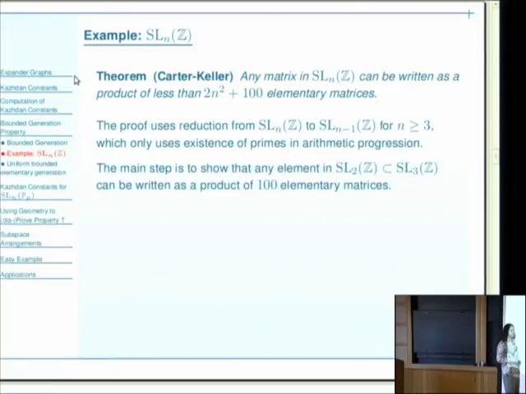The next step, which is the heart of the problem, concerns matrices in SL_2 Z. As a group, this is practically a free group, so there is no way you can write any element as a product of a fixed number of elementary matrices. However, if you enlarge the group and are allowed to use elementary matrices from SL_3 Z, which is slightly bigger, then you can do it. You can write any element in SL_2 Z as a product of about 100 elementary matrices coming from SL_3 Z. But you are also restricting the order in which these arise. Yeah.